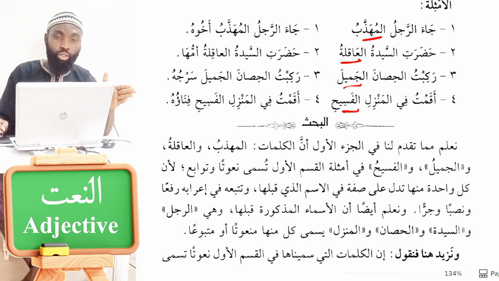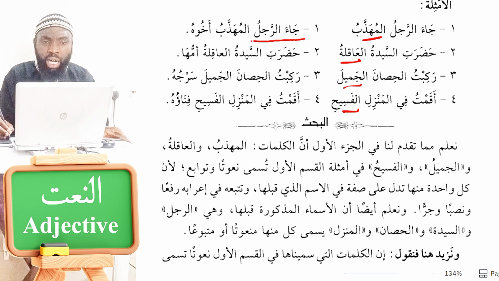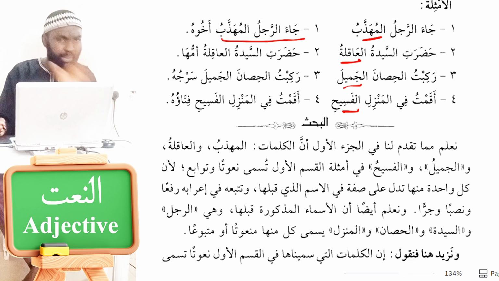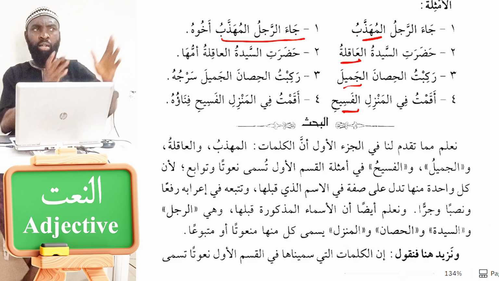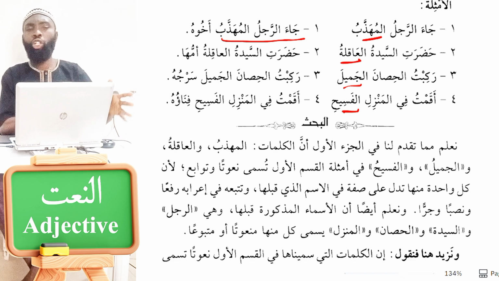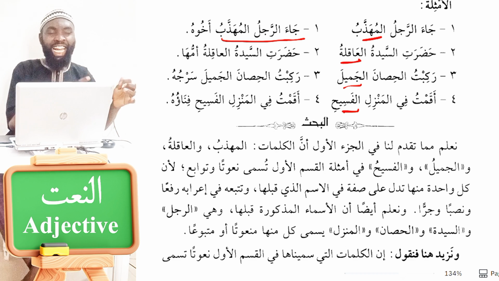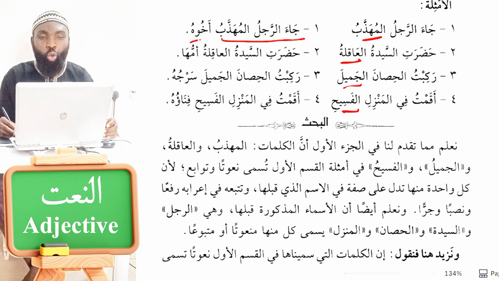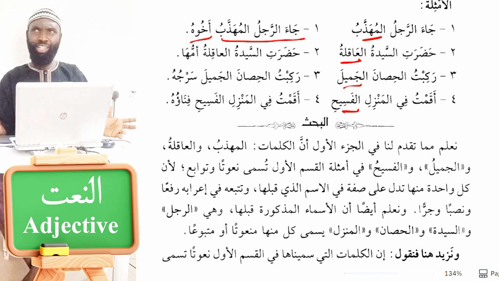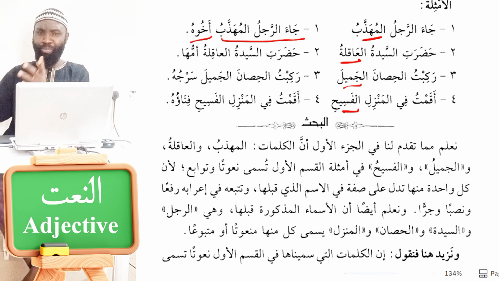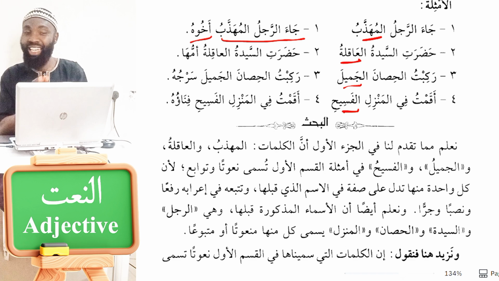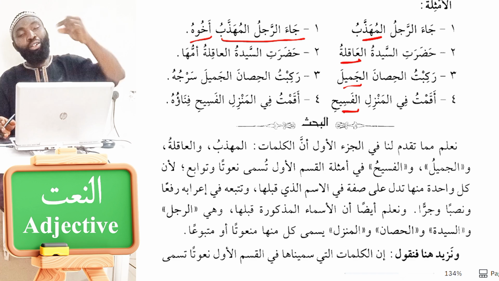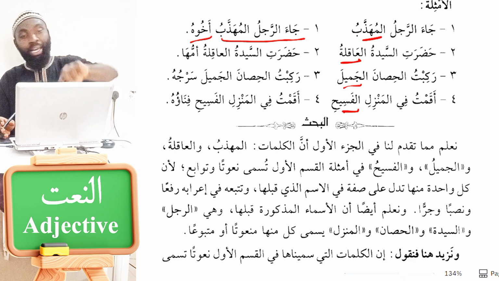Coming to the second section we have here, Ja'a ar-rajulul muhadhabu. The same sentence that we had earlier. The well-cultured man came. But at the end we have Ahuhu, his brother. What is the meaning of this sentence? The well-cultured man came, his brother. What this sentence is simply saying is that the well-cultured brother of the man came.